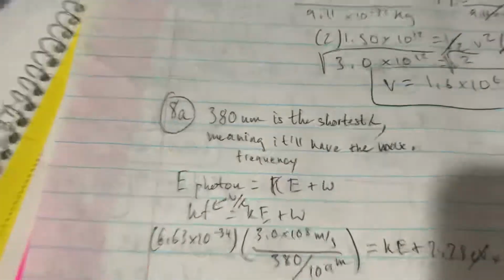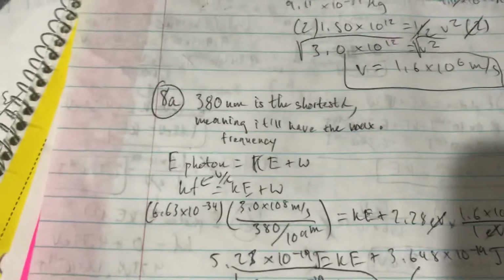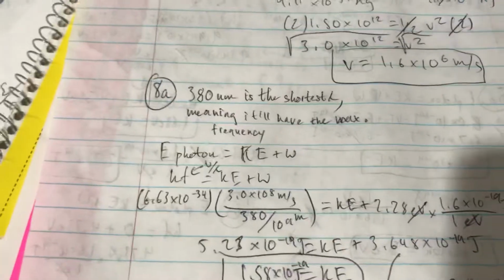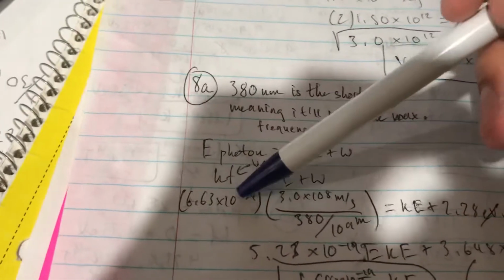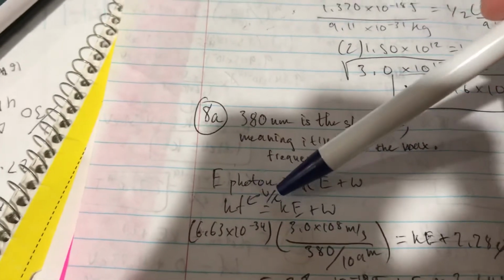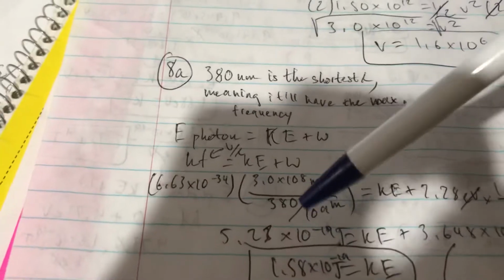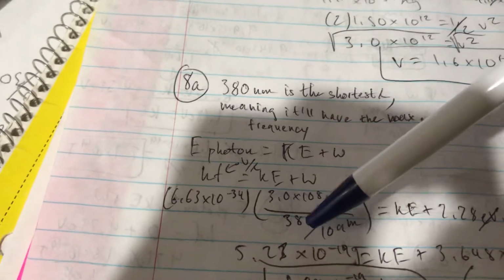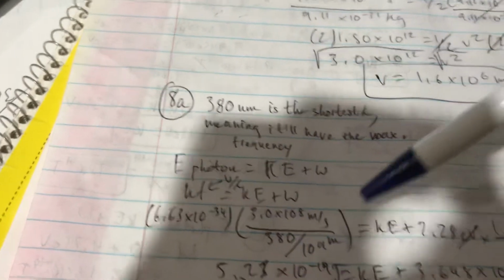Since 8A has the shortest wavelength, it will have the maximum frequency, or the maximum energy in this case. E photon can be converted to hf, and f can be converted to c over wavelength. The wavelength can then be converted to 380 over 10 to the 9th meters.